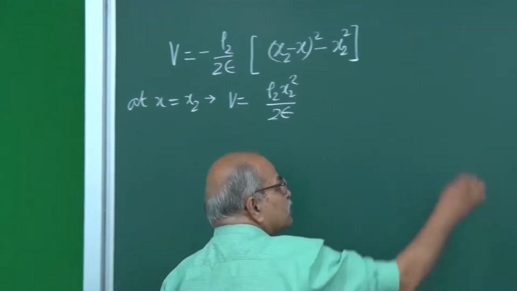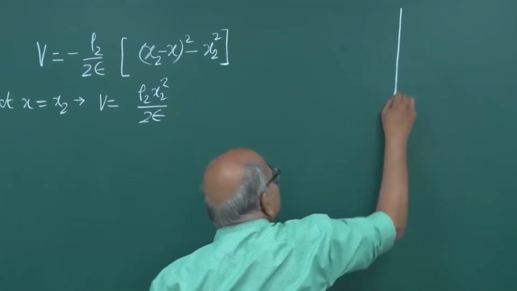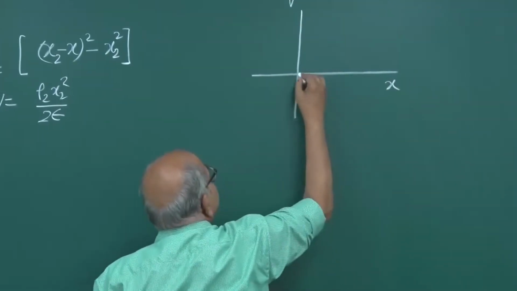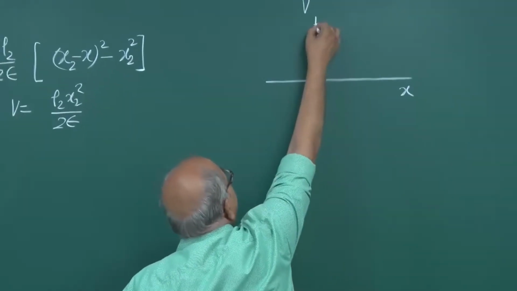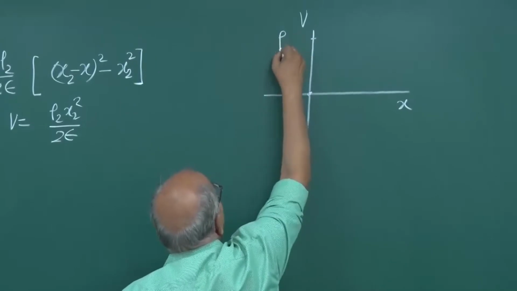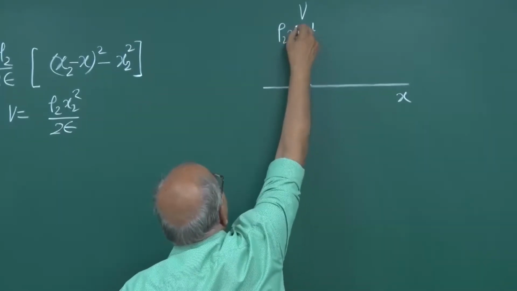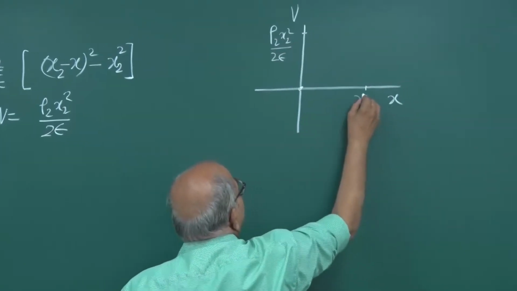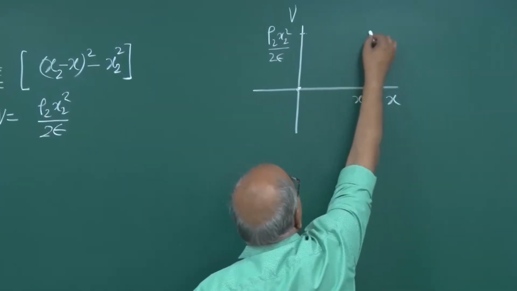So if you plot, if you draw x in this direction and V in this direction, it's 0 here, and then this is say rho 2 x2 square over 2 epsilon, and at x equal to x2 it must be this much, so it's here.